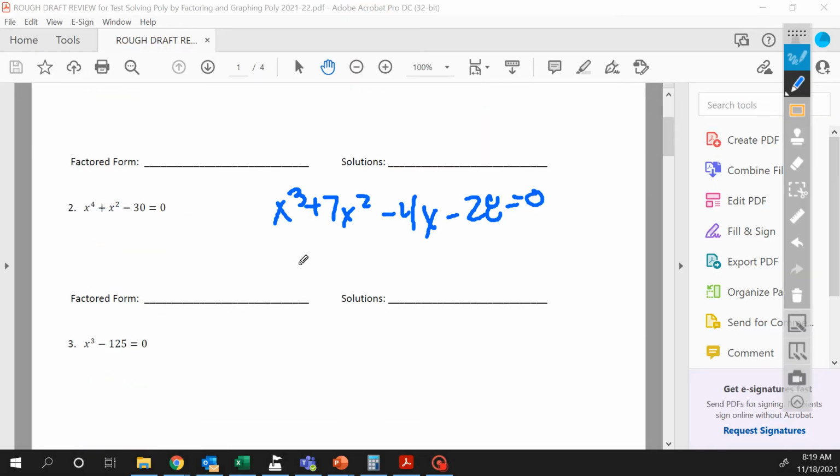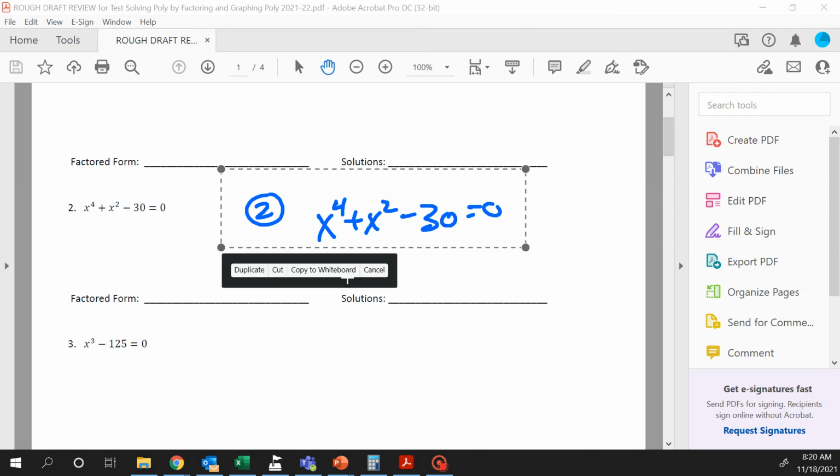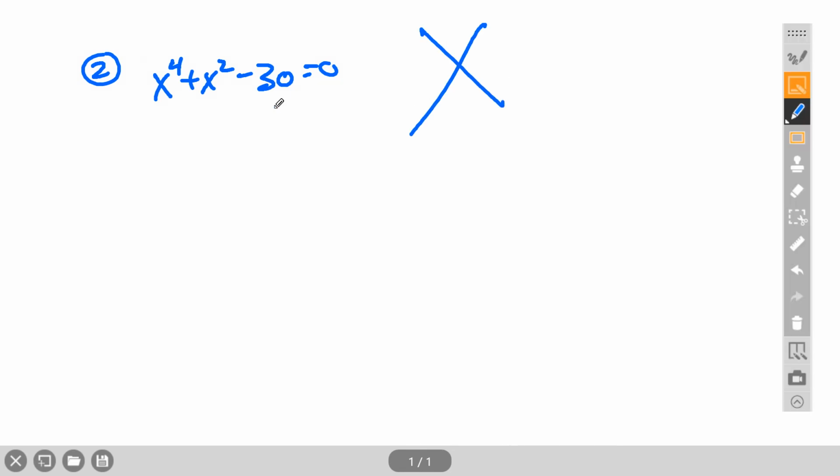Number 2. X to the fourth plus x squared minus 30 equals 0. To factor this, we will factor it like a quadratic because it's 3 terms, quadratic in nature, multiplying to negative 30 and adding to 1. So that's positive 6 and negative 5.